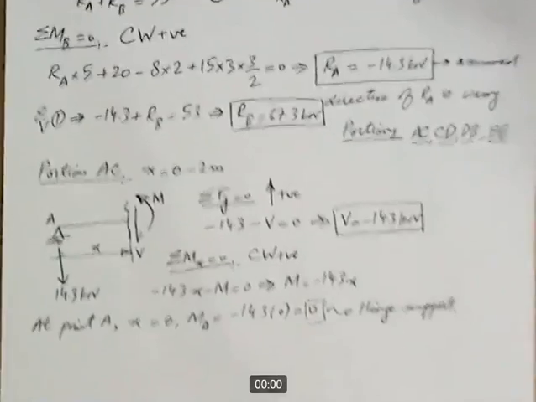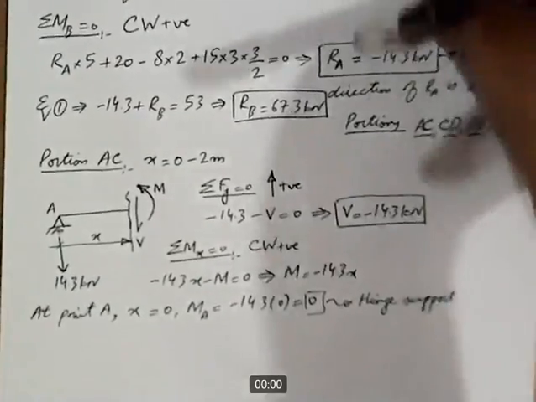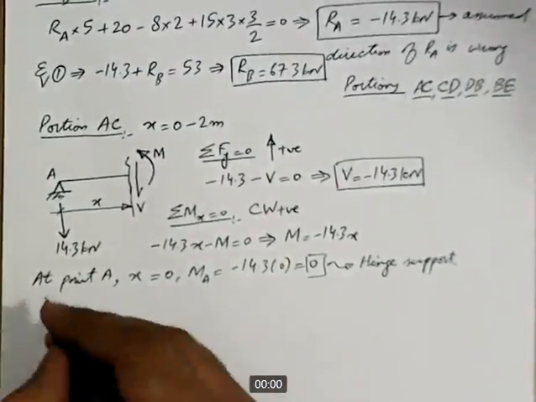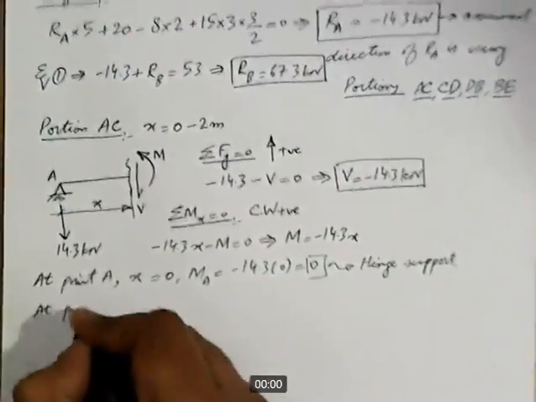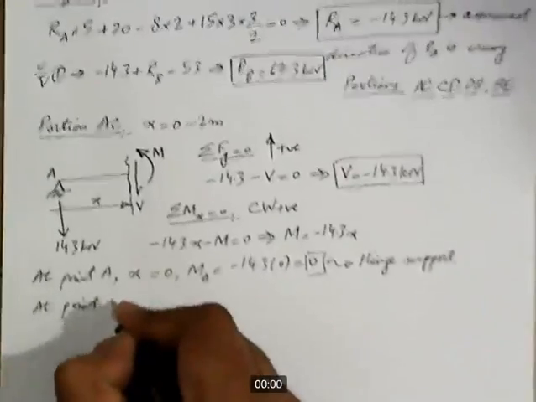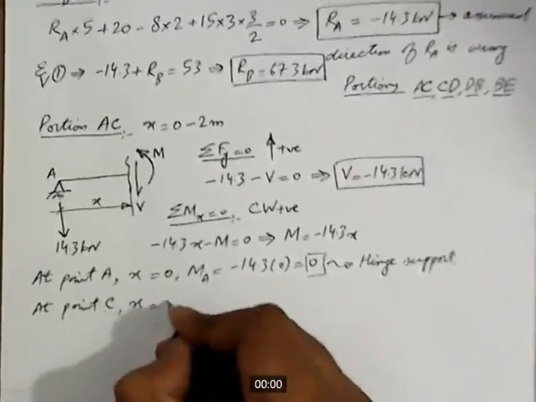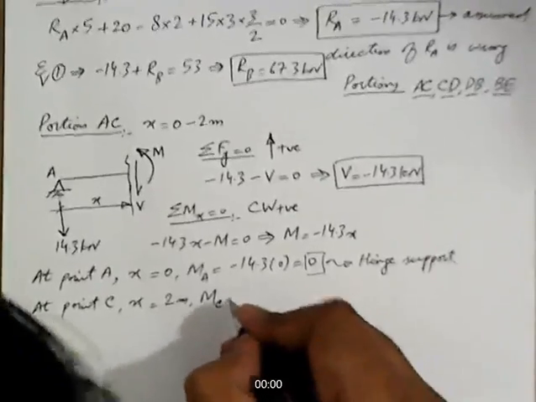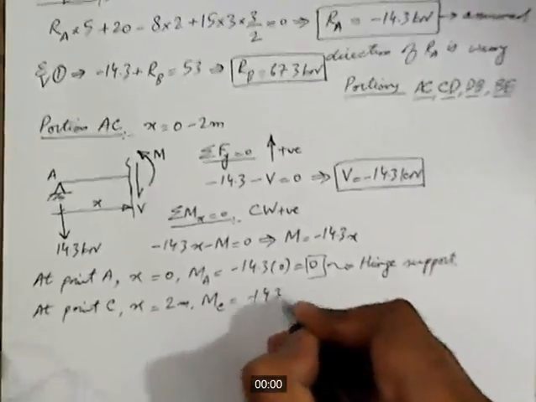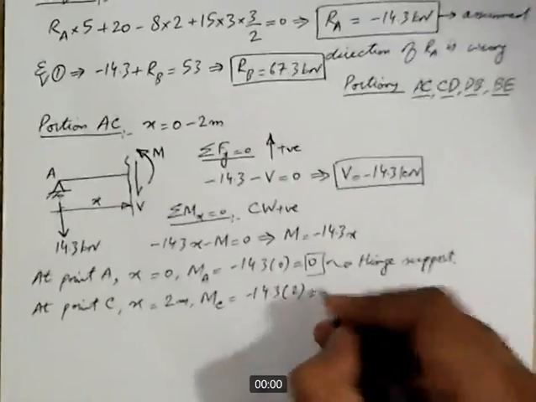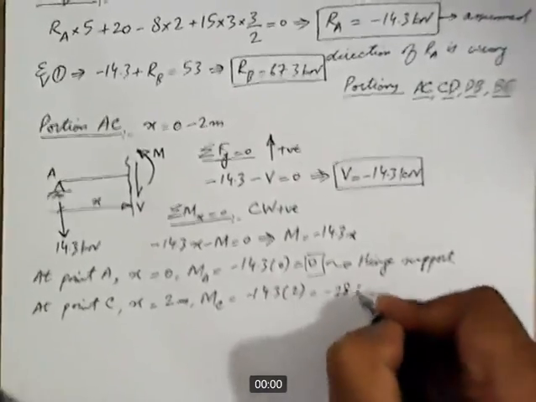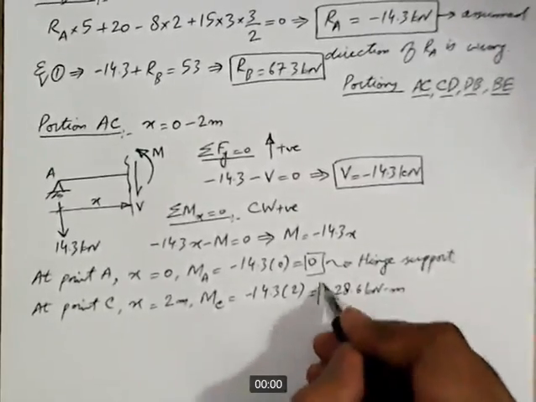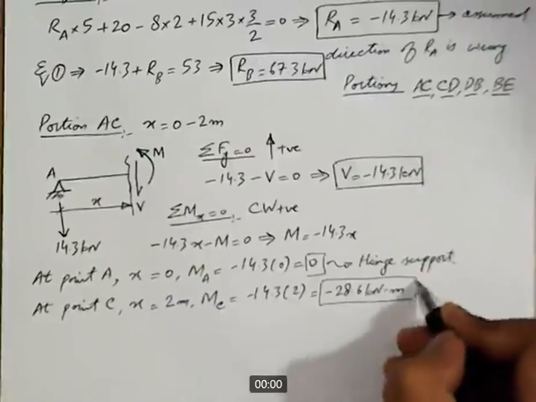So this is totally fine. Next we have point C. So at point C, X is equal to how much? X is equal to 2 meters. So MC will be equal to minus 14.3 into 2, and that is minus 28.6 kilonewton meter. So this is the value of moment for point C.